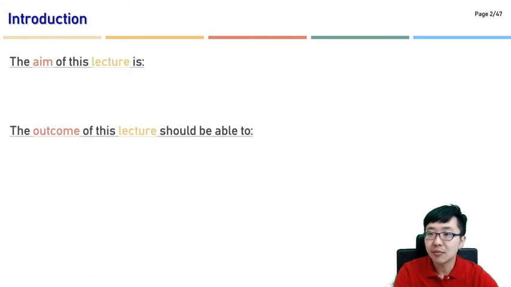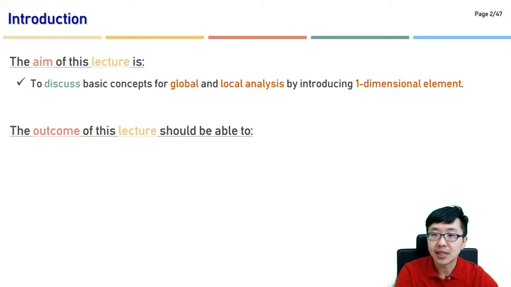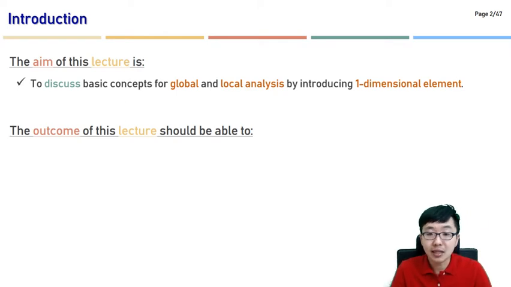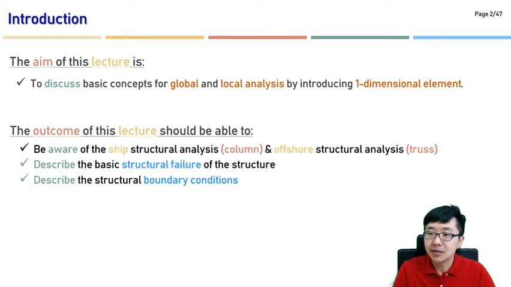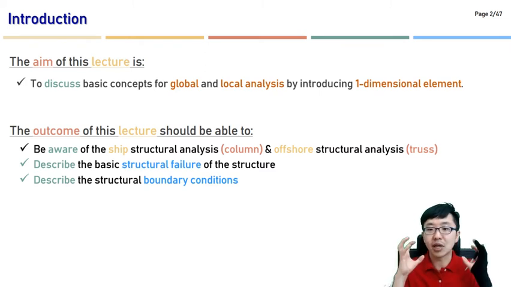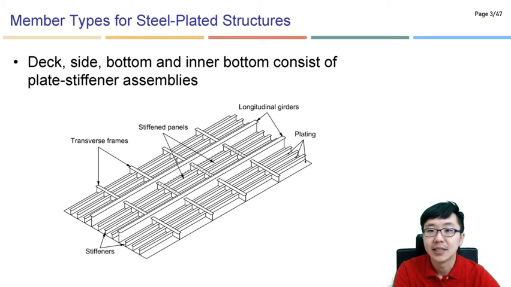So we are here. The aim of this lecture is to discuss the basic concepts for global as well as local analysis by introducing the one-dimensional element, and the outcome might be that we could be aware of the ship structural analysis, the whole procedure, and for the column as well as offshore structural analysis, truss, and we could be able to describe the basic structural failure of the structure. At the same time, we could be reminded about the boundary condition concept.